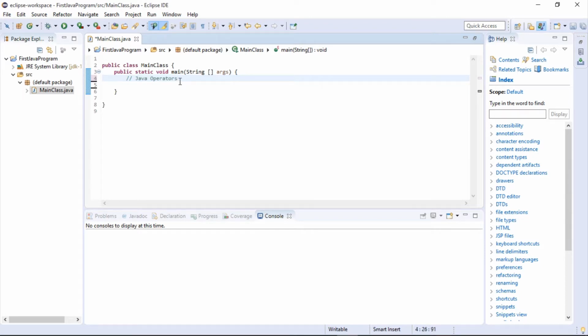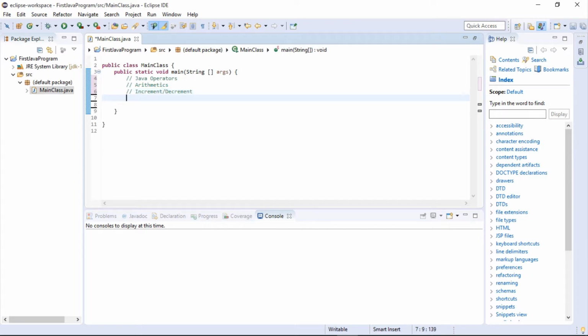So what are the operators to be discussed today? The first one is the arithmetic operator. The second one is the increment and decrement operators.